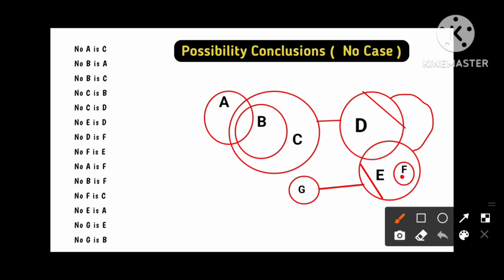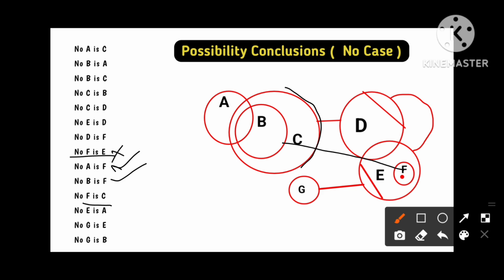Sorry. Let's see from this one. I erased all the conclusions we already saw. Let's see this one. E and F: it fails. A and F: it is true. No B is F. B doesn't share with F. So it is also true. Next one. F doesn't share with C.